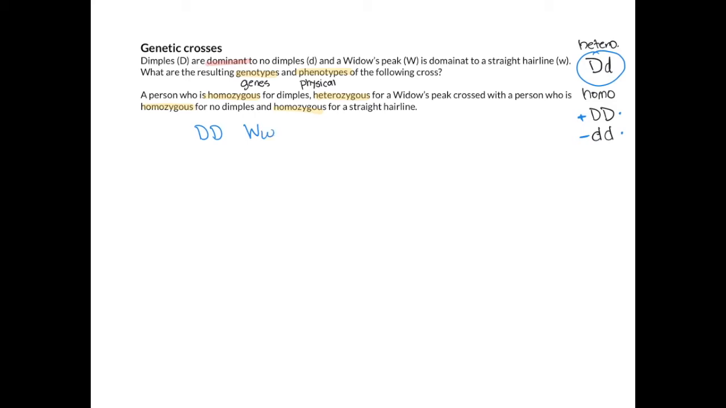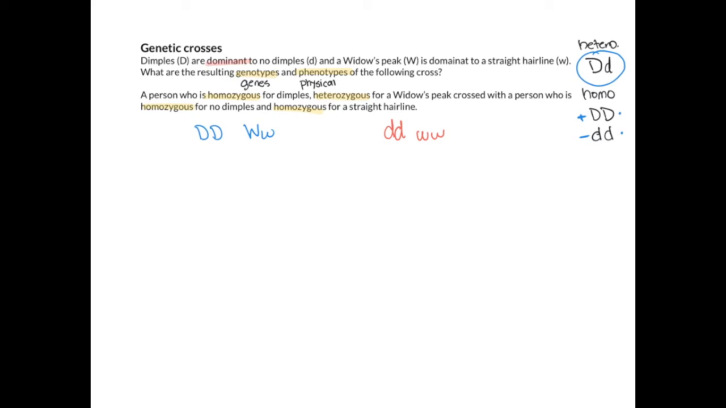Let's look at the second person. Homozygous for no dimples. So homozygous, they're both the same, and no dimples, they both must be negative. And homozygous for a straight hairline. So remember, widow's peak is dominant, so if they have a straight hairline, those must both be lowercase as well.